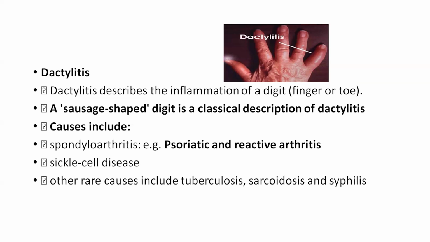So coming on to dactylitis. Dactylitis describes the inflammation of a digit, that is, finger or toe. A sausage-shaped digit is the classical description of dactylitis. So what are the causes that may cause dactylitis? Spondyloarthropathies such as psoriatic and reactive arthritis, and it could also be due to sickle cell disease. Other rare causes include tuberculosis, sarcoidosis, and syphilis.